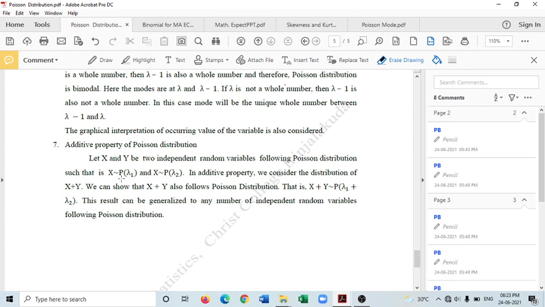Therefore, if x follows Poisson with parameter lambda 1, and this is y, not x here, that is to be corrected, so x follows Poisson with parameter lambda 1, y follows Poisson with parameter lambda 2, then x plus y also has Poisson distribution with parameter lambda 1 plus lambda 2. That's about the additive property of Poisson distribution. With this we complete all the properties of Poisson distribution.